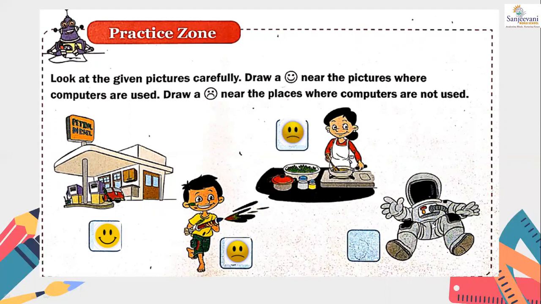And the last one, can you see a man? Yes, he is a scientist. He is going in space. So for space research, we require a computer. So he uses a computer. The suit he is wearing is an automated one. It consists of a computer which helps him to control many things and see many things through this. So this is controlled by a computer. So we will give him a smiley because he uses a computer.